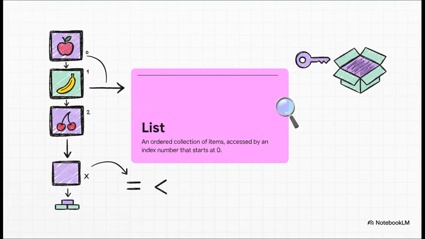A list is pretty much what it sounds like. It's a single variable that holds a whole collection of items in a very specific order. I like to think of it as a shelf with numbered slots. But, and this is one of the biggest hurdles for new programmers, the numbering doesn't start at 1. It starts at 0. So the very first item on your shelf is always in slot 0.